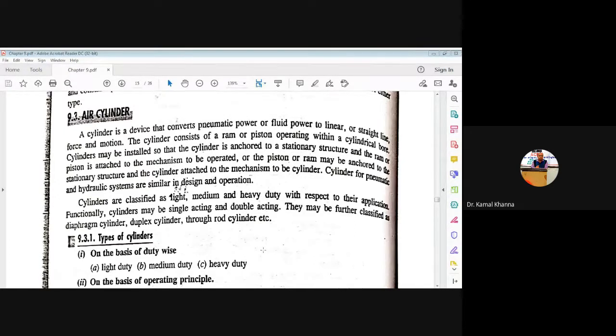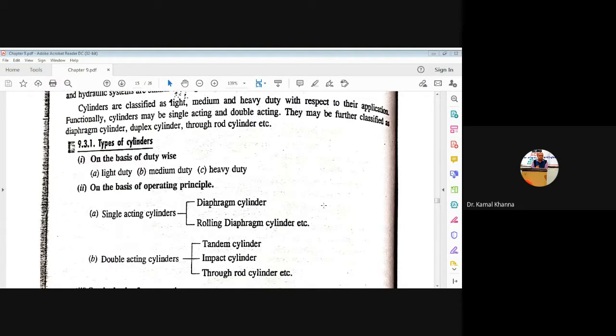They may also be classified on the basis of their design. If we are using a rod in between, or two cylinders in series or four cylinders in series, they are called duplex cylinders. But whenever we use a diaphragm in the cylinder, it is called a diaphragm air cylinder. They are also classified on the basis of their capacity: light duty, medium duty, and heavy duty. On the basis of the operating principle, we have single acting and double acting cylinders.